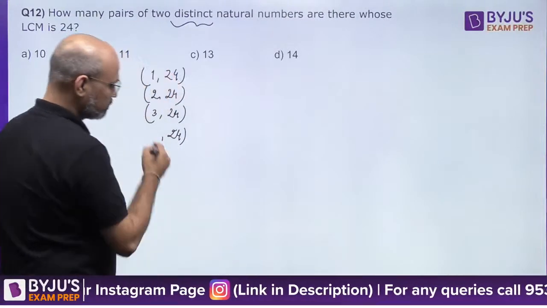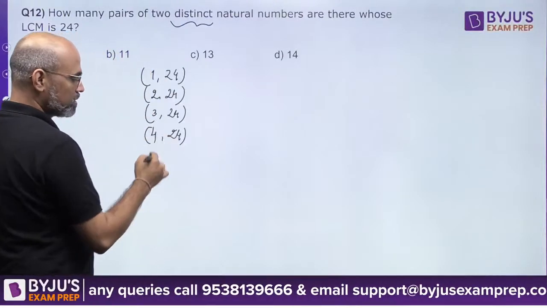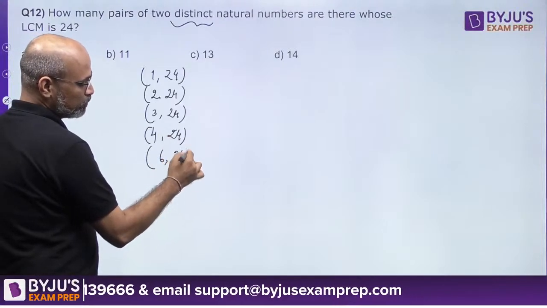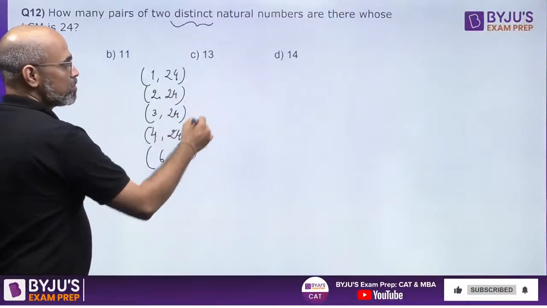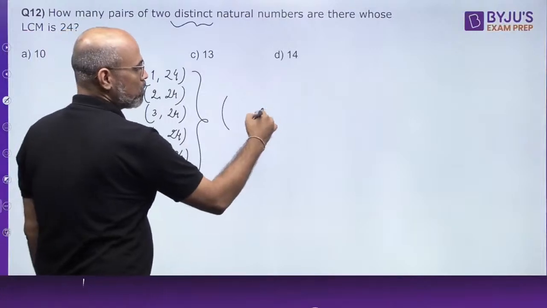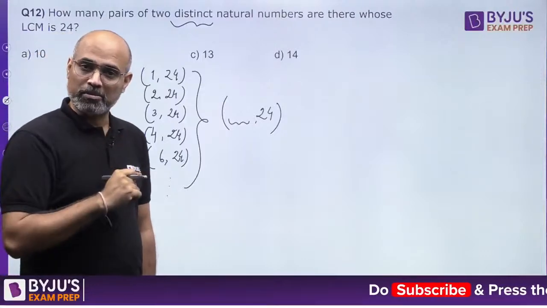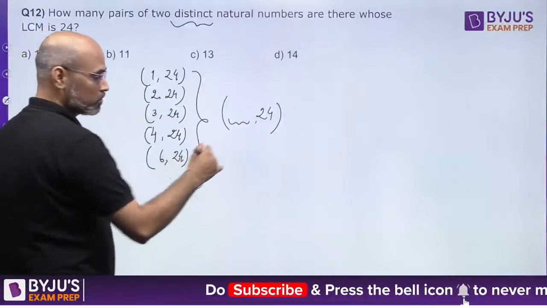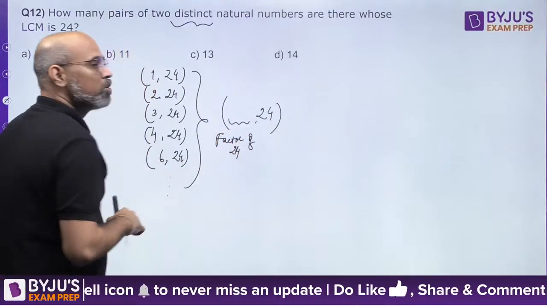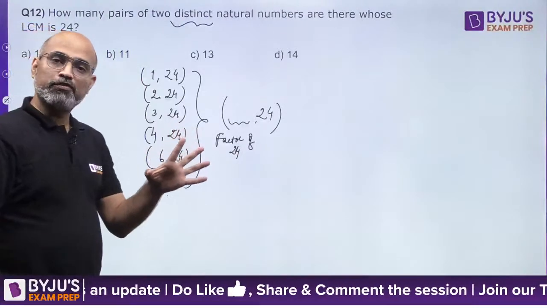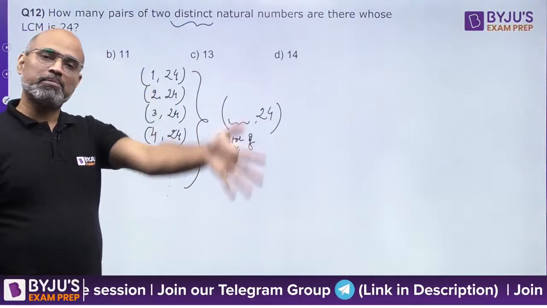5 is not possible, right? 6 and 24's LCM will be 24. You can't have 7. If you pay a little attention, what you realize is the pattern is that one of the numbers is 24 and the other number, 1, 2, 3, 4, 6, these are not random numbers. These are the factors of 24. So can I say any factor of 24, comma 24, these are always going to be two numbers that will have their LCM as 24.